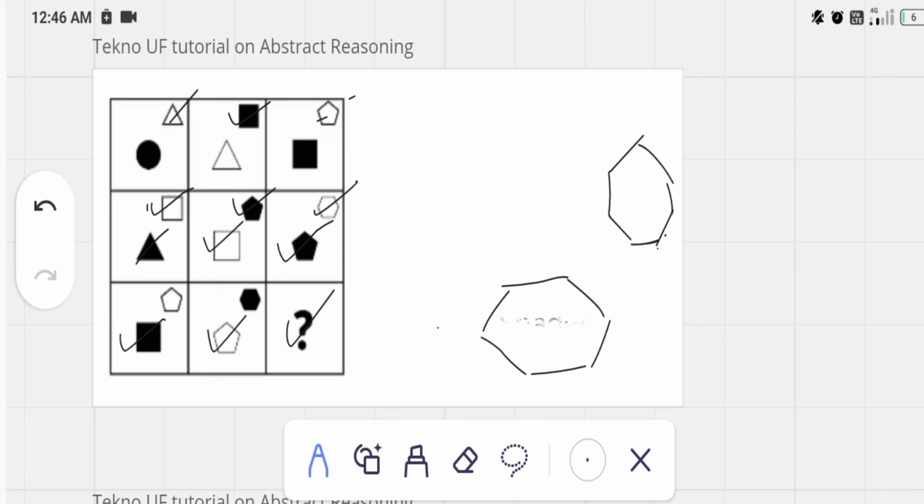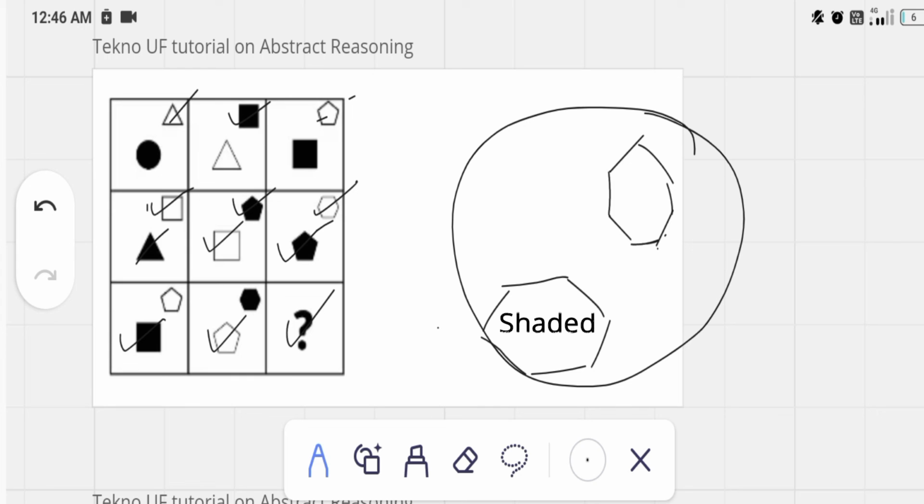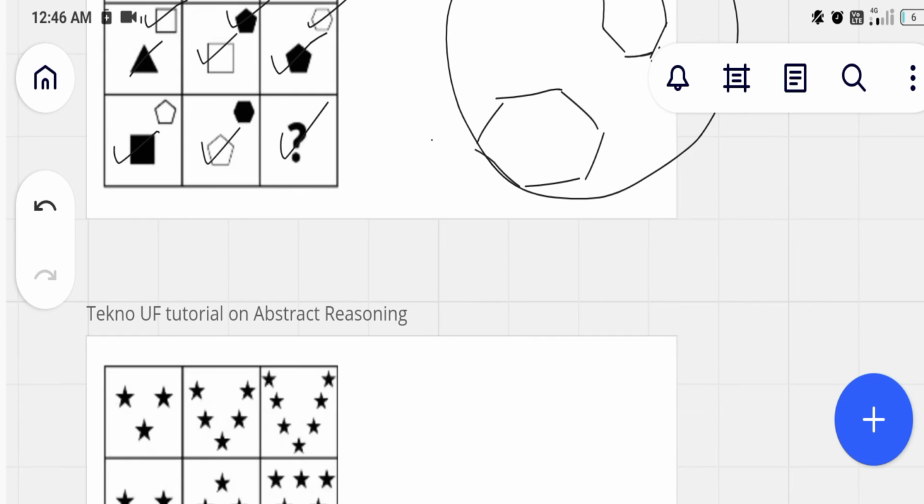1, 2, 3, 4, 5, 6, hexagon, right? So this will be the output, the desired figure, right? I hope you have solved this on your own. Okay, let's go to the next problem.